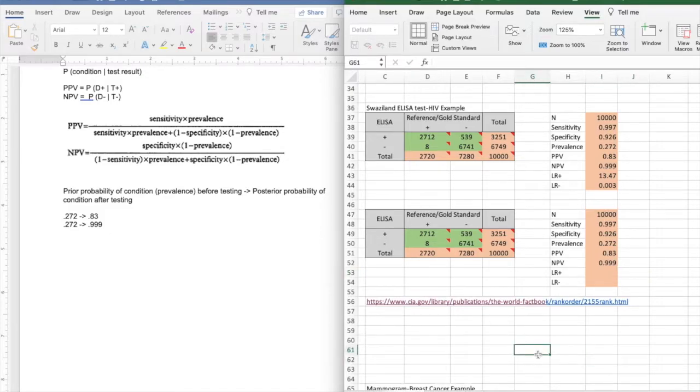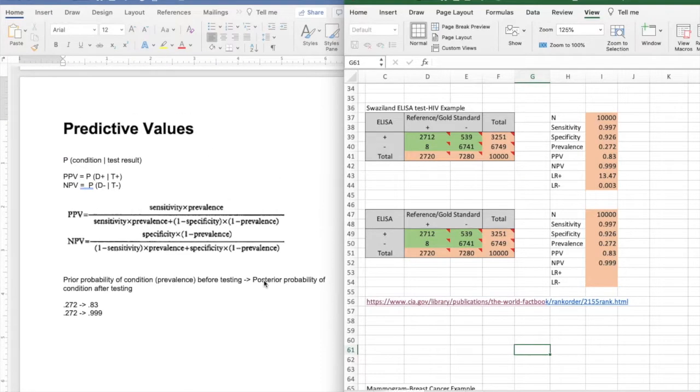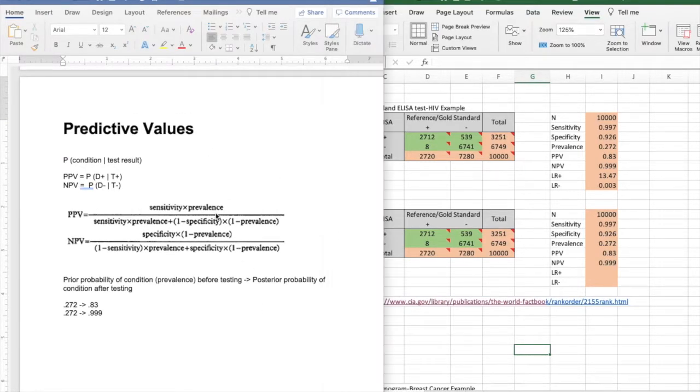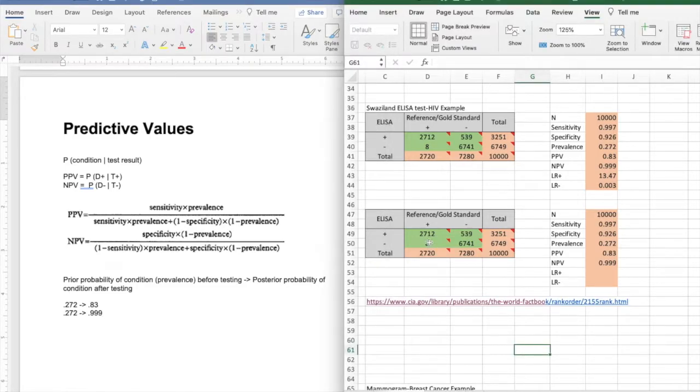The issue is predictive values are totally dependent on prevalence data. You can see it here. The prevalence is in both sides of the equation, the numerator and the denominator, for both positive predictive values and negative predictive values. The prevalence dictates, if we took this number away, this is the prevalence, by the way, it would totally change the entire structure of this table. So if we don't have prevalence data, we can't calculate predictive values, number one.